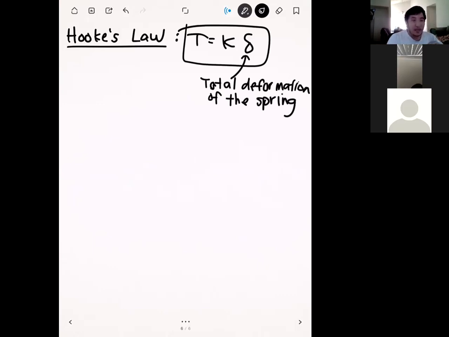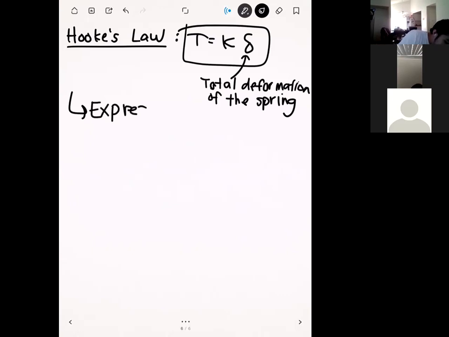So some of you might be asking, why isn't this 2T, because we have a T on both sides? But what we're saying basically is the spring is in tension with the force of T. So that's why we only have one T in this equation. It's not 2T. So that's Hooke's law. Hooke's law says that the applied force T is equal to K times the total deformation.